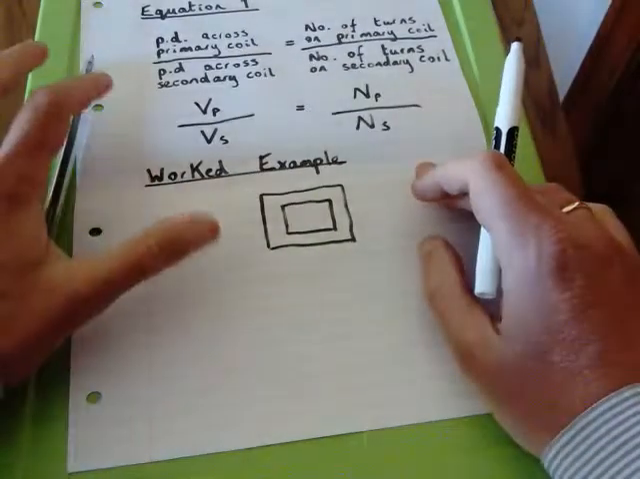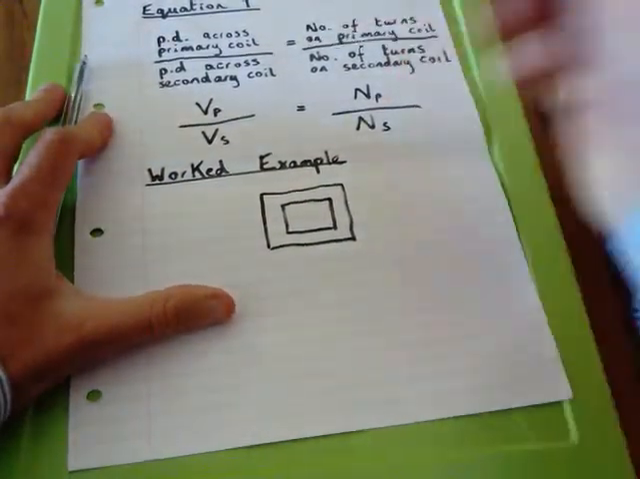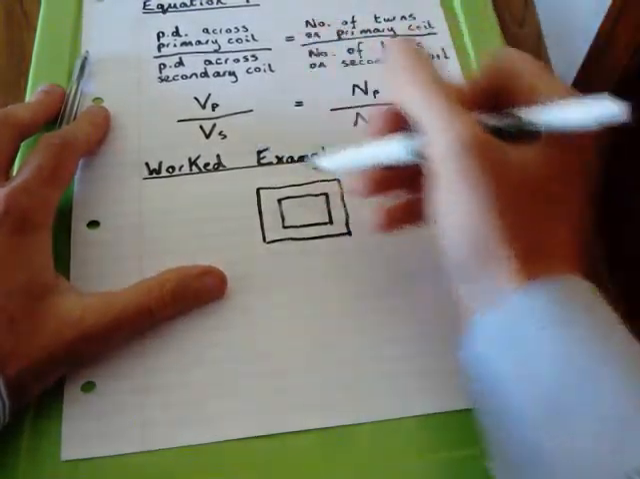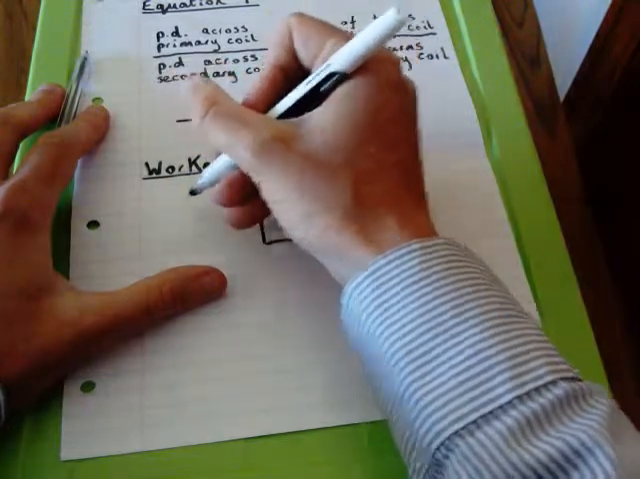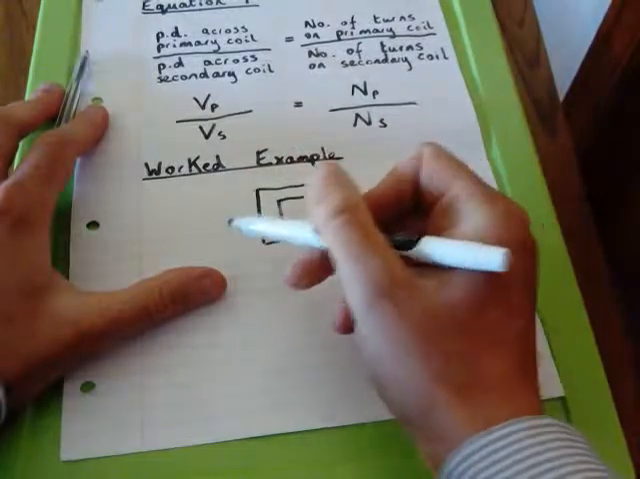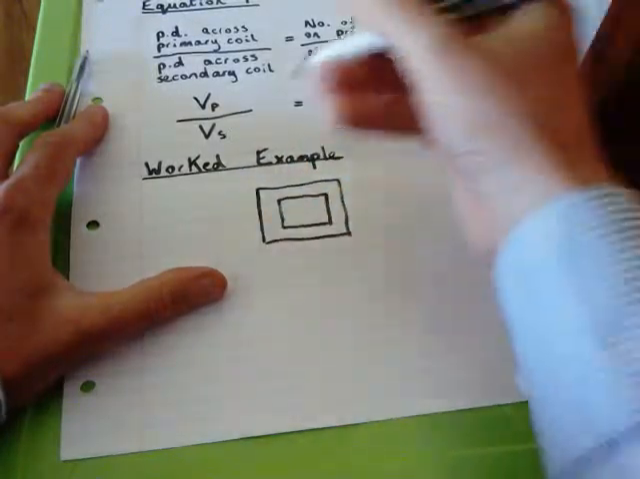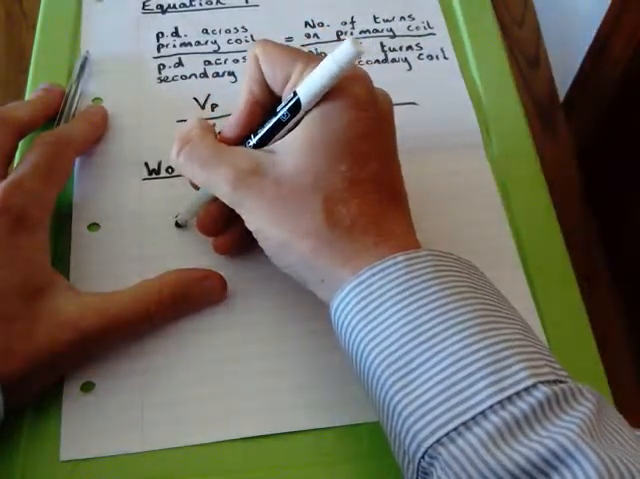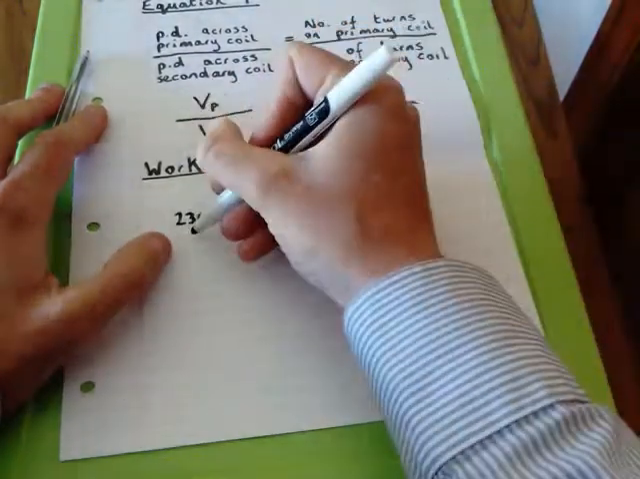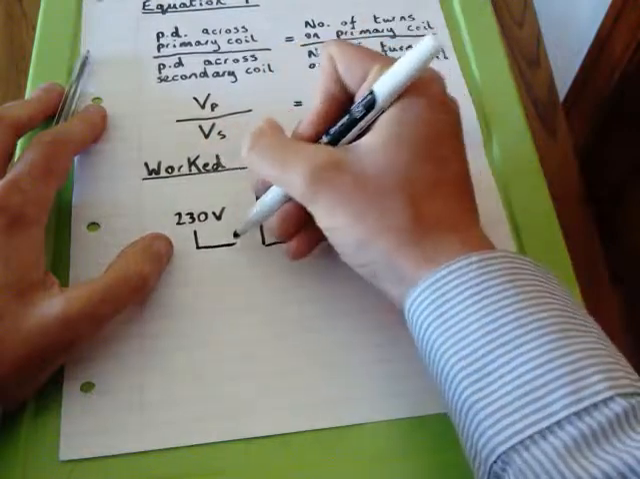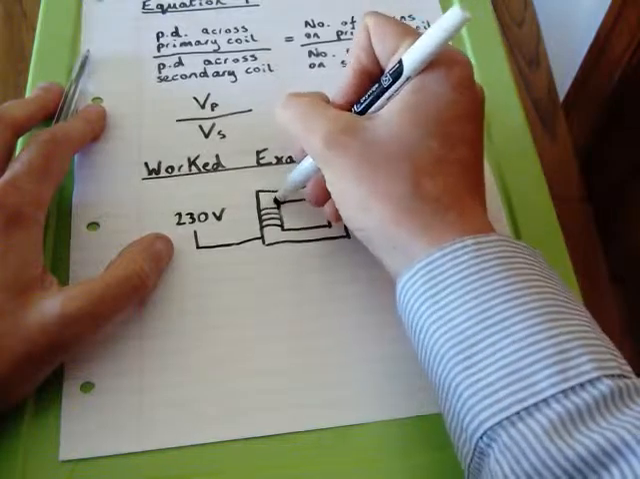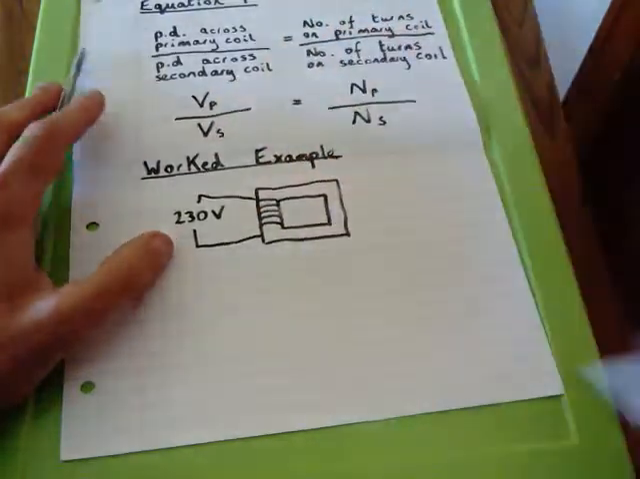So let's say in this case, and I'm going to make it a slightly more complicated one with a bit more rearranging to do, that we know that the voltage across the primary coil, we'll say it's 230 volts. And that 230 volts is being supplied into the coil that's wrapping around this, like that.